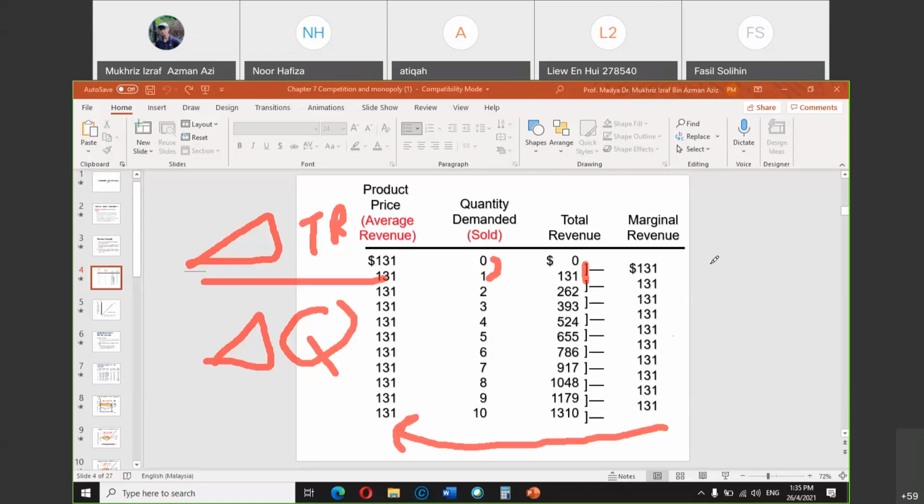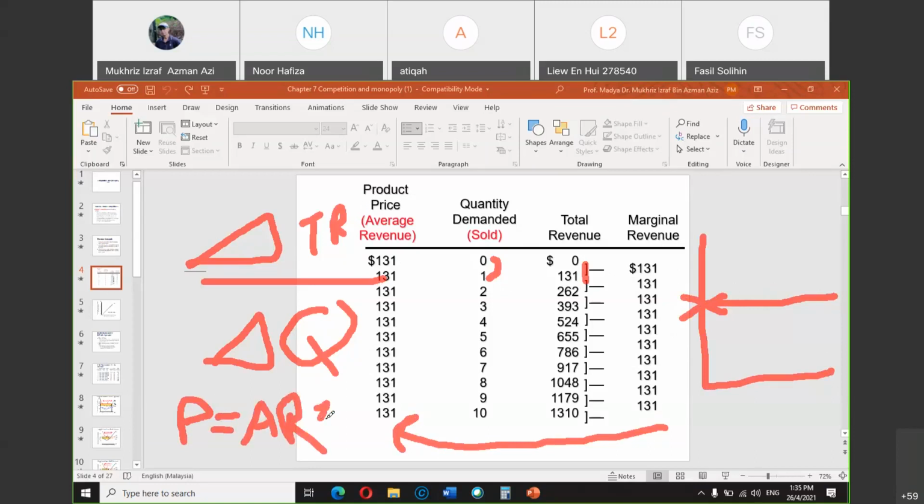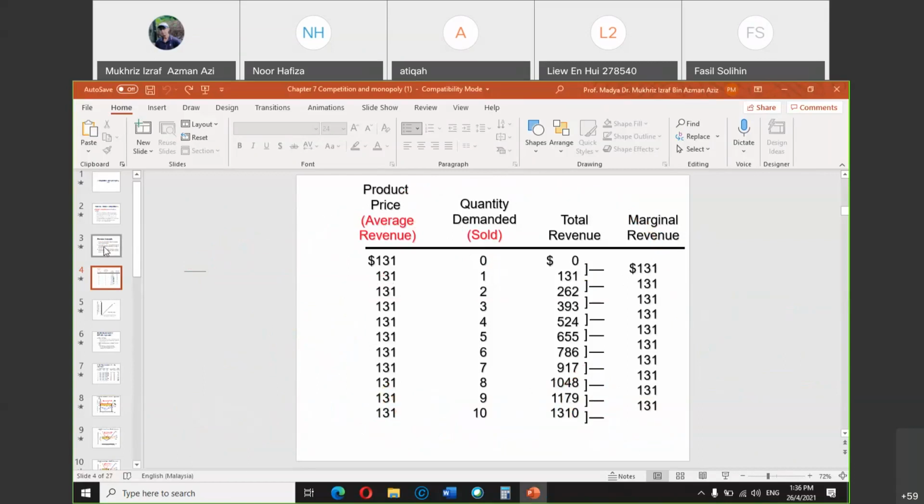All of this is possible because of your perfectly elastic demand curve, meaning the price is constant. There's only one price that the firm can sell at. Because the price remains constant, price will be equal to average revenue, equal to marginal revenue, and also equal to the demand. So there are four equalities: MR equals price equals average revenue, which is also equal to the demand curve. From this simple example, I hope you understand this concept.